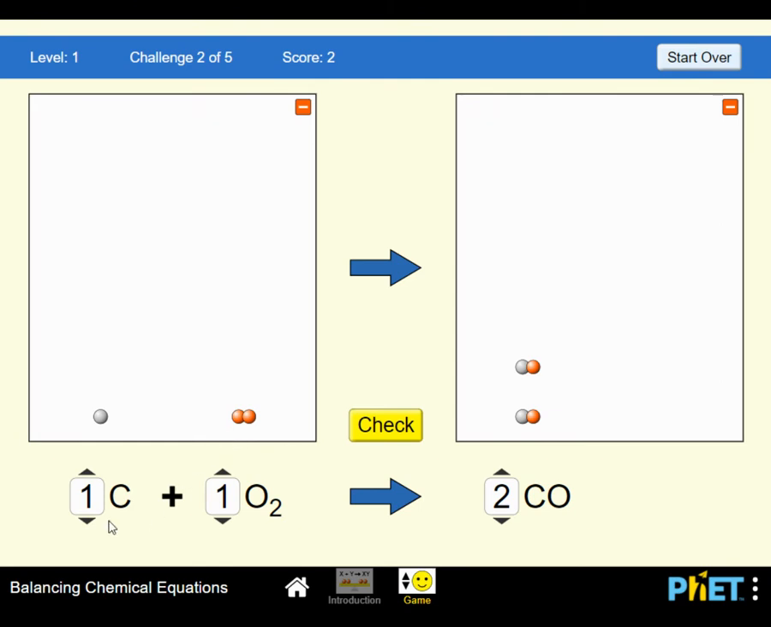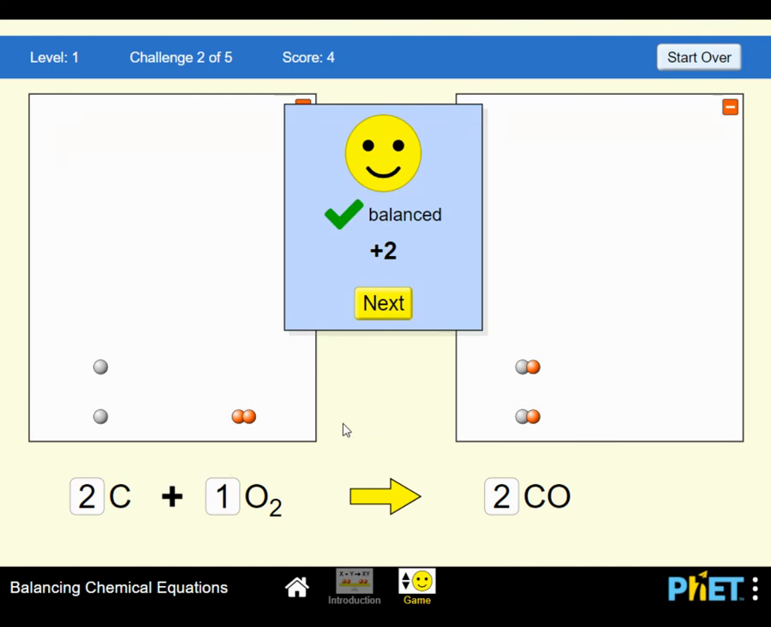But my carbon doesn't match. I have 2 carbons here because I have a coefficient of 2 and a subscript of 1. So I'm going to make that increase. Okay. And I'm going to check that. Yay. All right. I'm going to go ahead and stop recording, and then I'll come and check with you guys and see if you need some help. Okay.